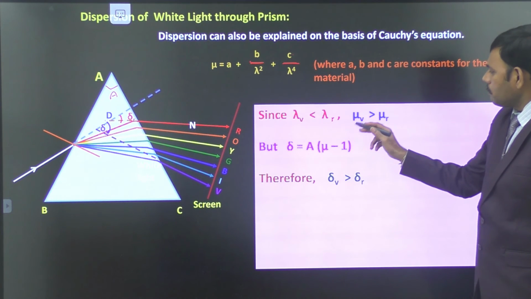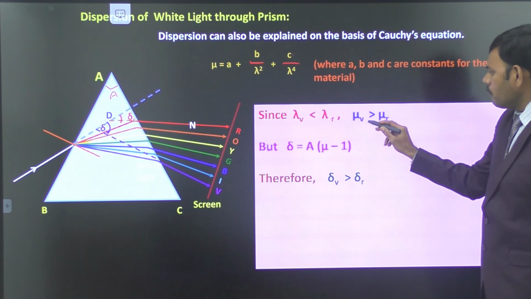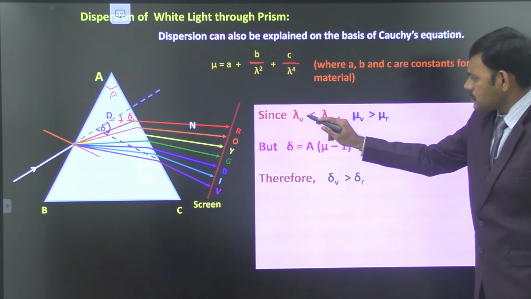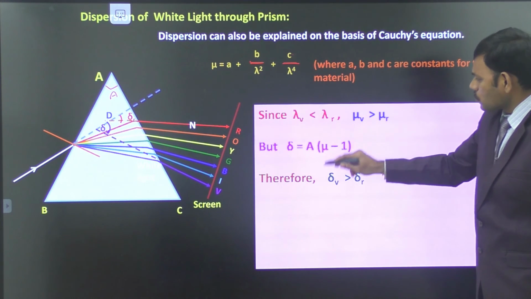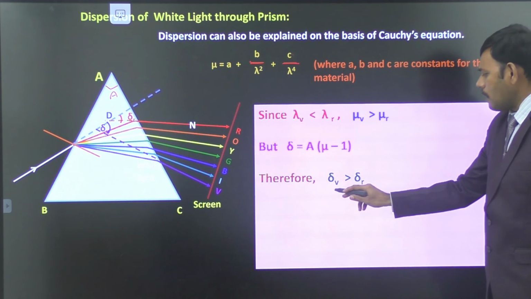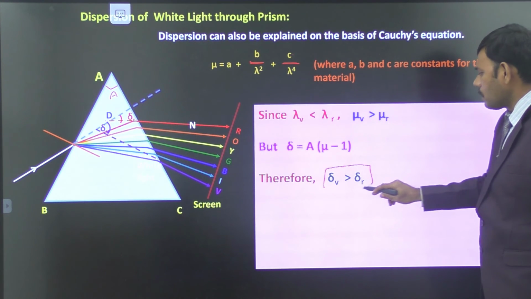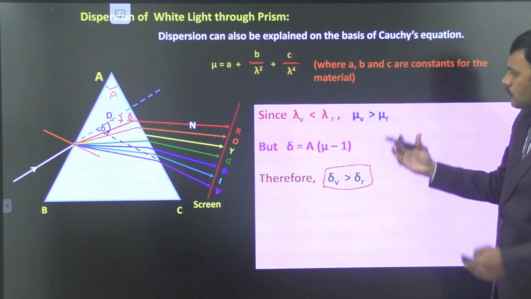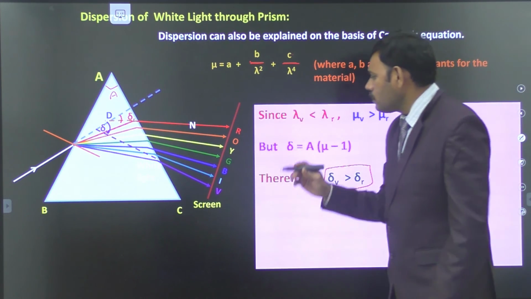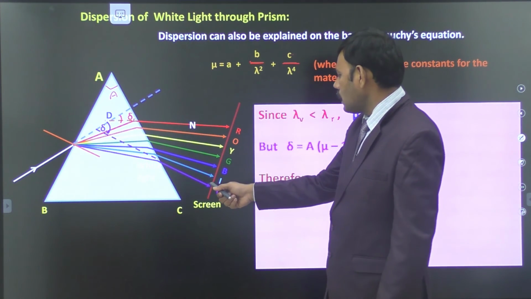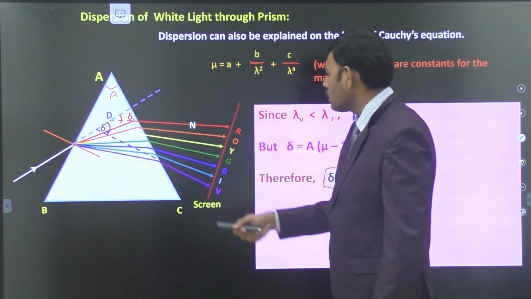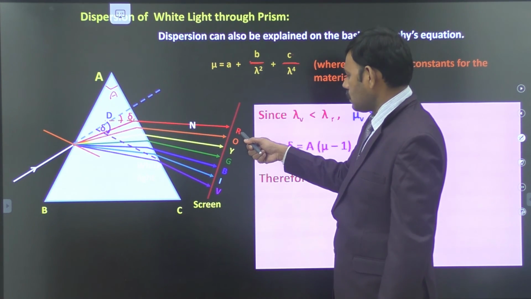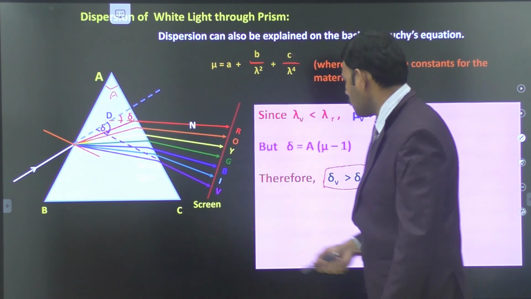Because of this reason, as mu V is more, lambda V is less. So lambda V is less than lambda R. Deviation is more for violet color. Different colors show different deviation. So according to this explanation, the least wavelength color, violet, shows more deviation, and the more wavelength color, red light, shows less deviation.